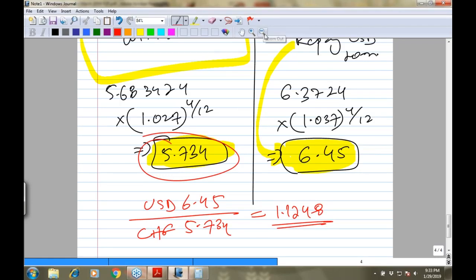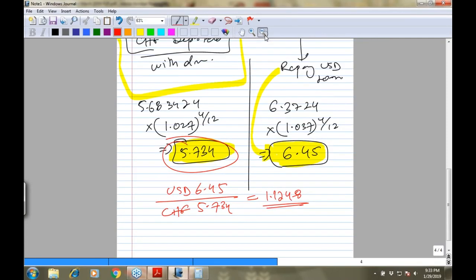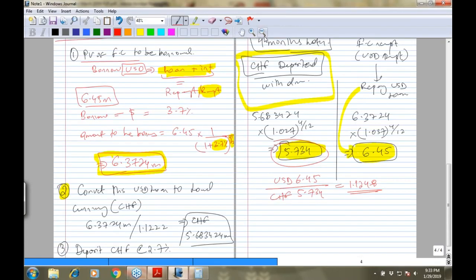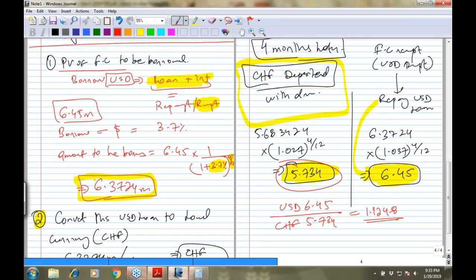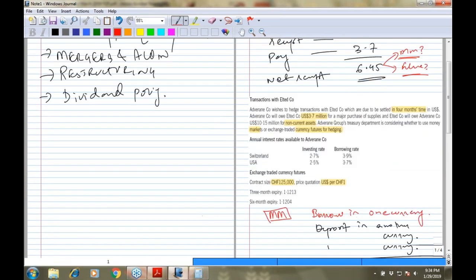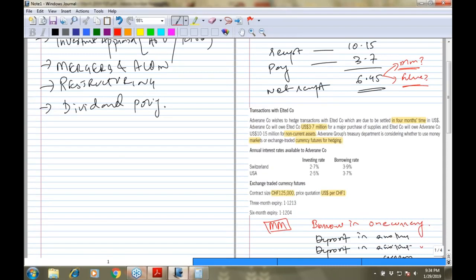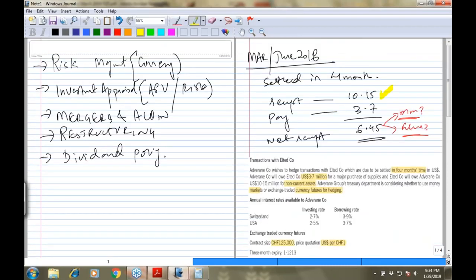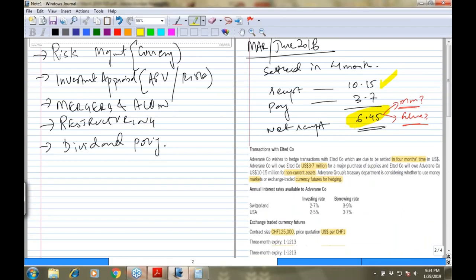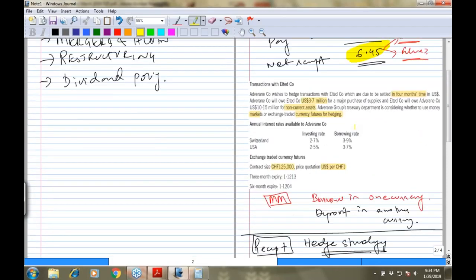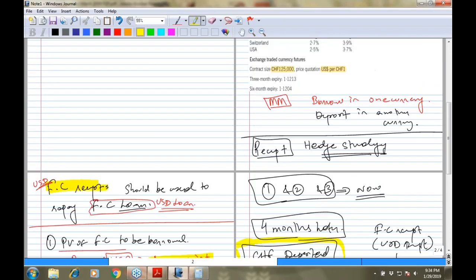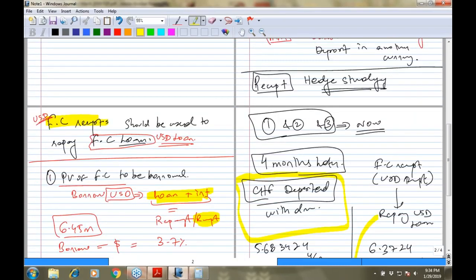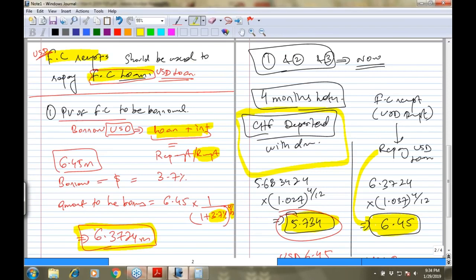Now, I'm going to summarize what I discussed for the whole of it. The first thing I went through was I established the total net amount. We were expected to receive 10.15 million. We were expected to pay 3.7, so the net result turned out to be 6.45. So I established that the net receipt is going to be 6.45 million. Now what next? I said that whenever you are expected to receive foreign currency, the way to deal with it is that the foreign currency receipt should be used to repay the foreign currency loan.